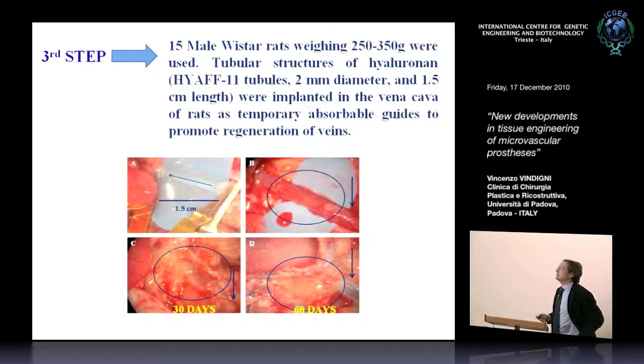In the first steps, we tested the ability of the prosthesis to allow the regeneration of a vein. We used a segment of vena cava in rat. This is the prosthesis at the time of implantation, after the removal of vascular clamps, 1 month after surgery and 2 months after surgery.